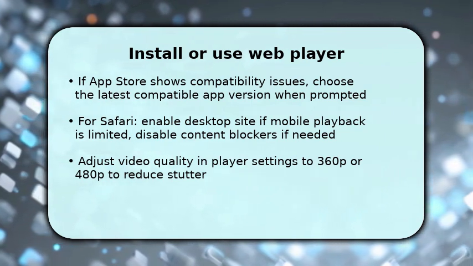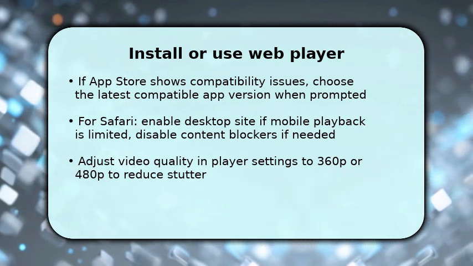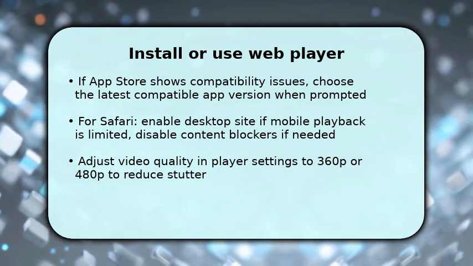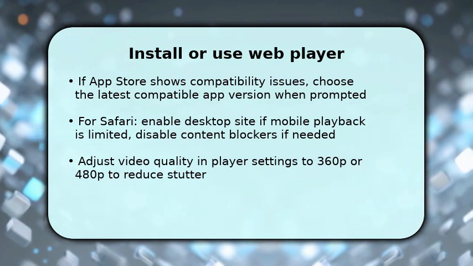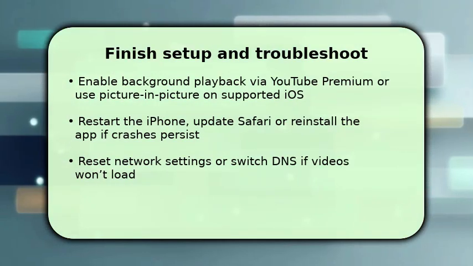Select lower quality like 360p or 480p to reduce buffering. Also clear app cache or Safari data if playback remains choppy. These steps stabilize performance on older hardware. To complete the process, tweak convenience and handle problems.